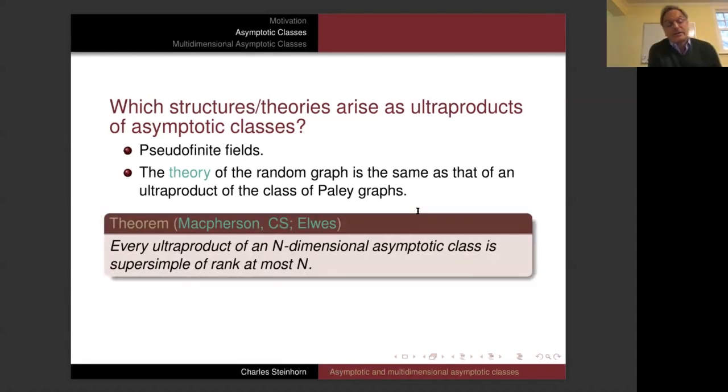And it turns out that you actually do get a connection with infinite model theory here, which is that every ultraproduct of an n-dimensional asymptotic class turns out to be supersimple of rank at most n. So the rank in the model theoretic sense can collapse for what are clear reasons when you take the ultraproduct. But what it says is that when you look at the infinite analogs, the ultraproducts of an asymptotic class, they live in a nice area model theoretically.